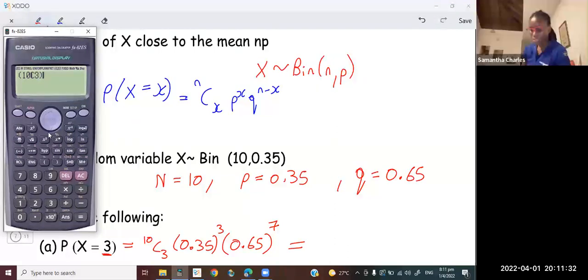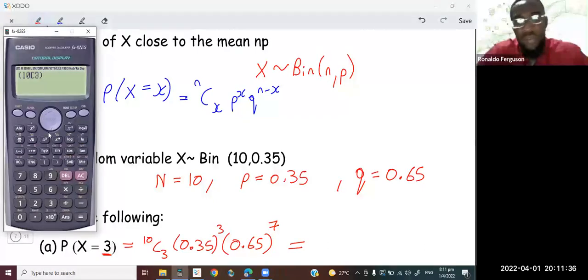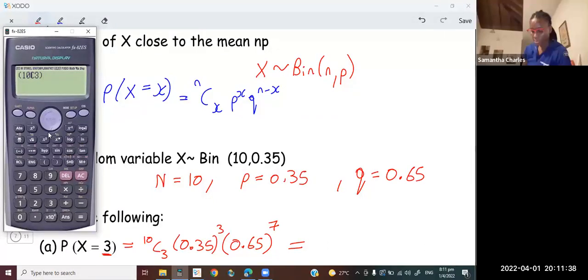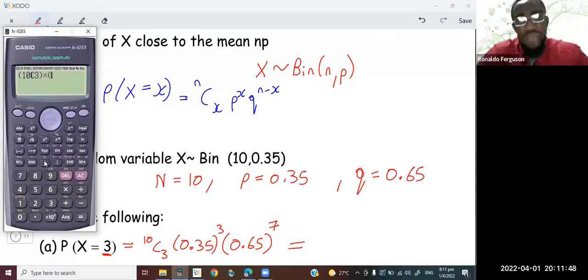No, it doesn't use the shift, but when I press it alone, the C comes up. Okay, good. So bracket, hold on. 10 C 3. So bracket 10. Okay. Then you multiply it by 0.35 raised to the third power. Then you multiply it by 0.65 raised to the seventh power.